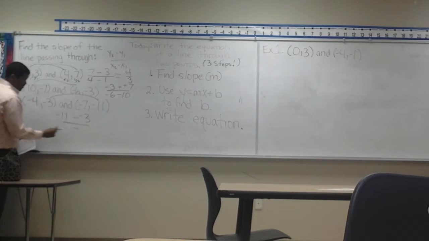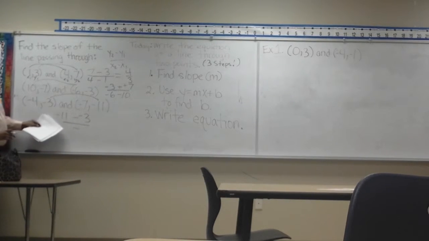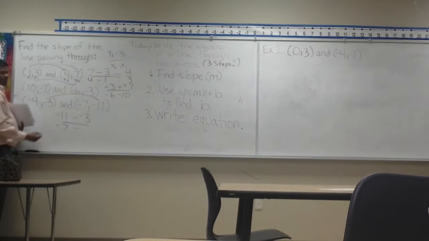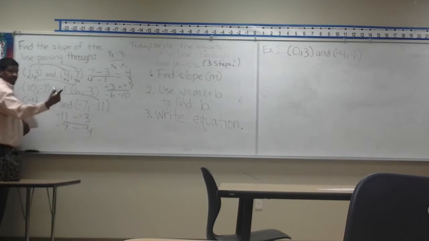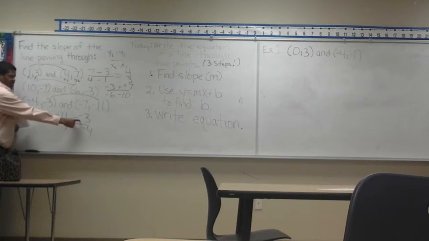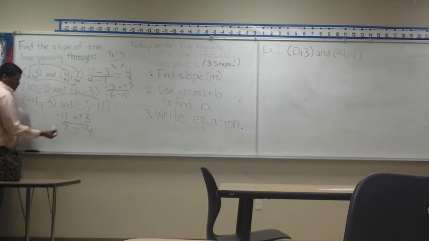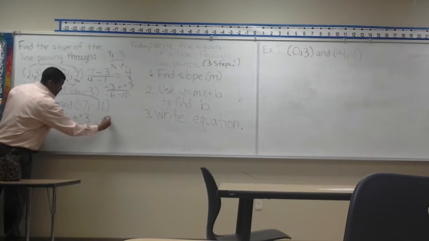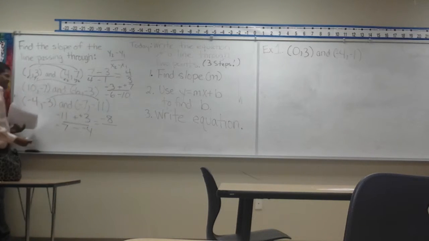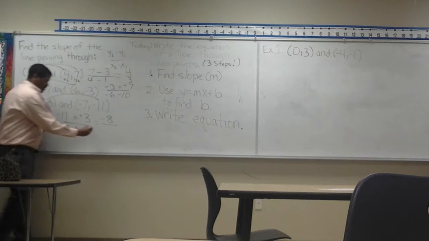I'm so glad you're using that table over there. Thank you. Nice job. What do I have on bottom now? Negative 7 minus negative 4. And you're right, Clarissa. We're going to change this to positive. What's negative 11 plus 3? Negative 8. And then what's negative 7 plus 4? Negative 3. Negative 3. Nice job.